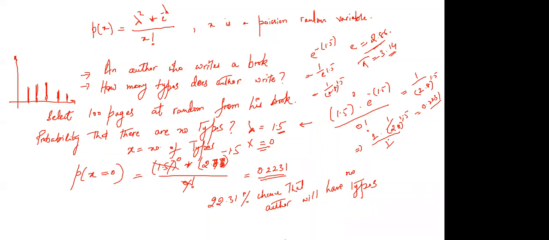So there is a 22.31% chance that the author will have no typos whenever he writes a book with 100 pages. If it goes from 100 to 200 pages, the probability will increase, and if it goes from 200 to 300, the probability will increase. But this test we are doing is at 100 pages, so for 100 pages there is a 22.31% chance that there will be no typos.